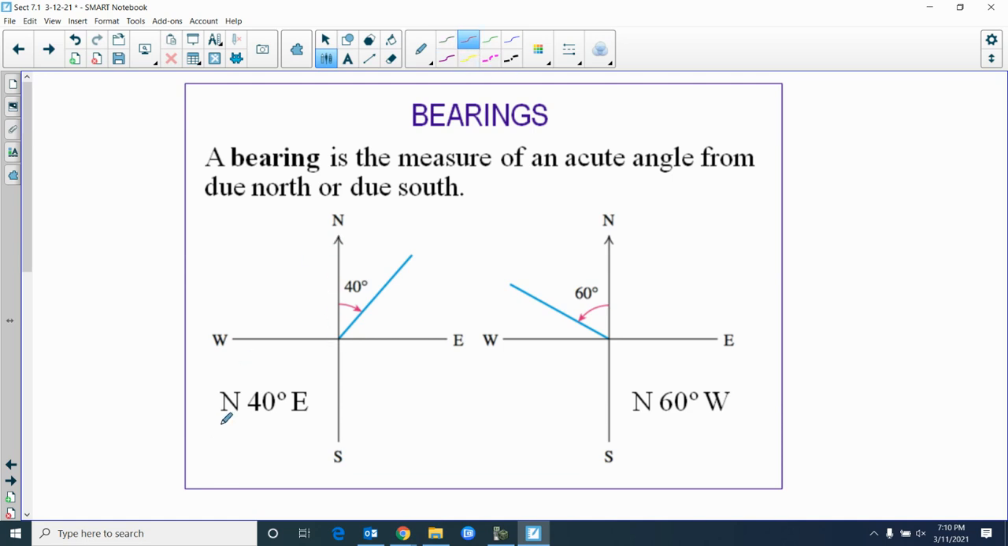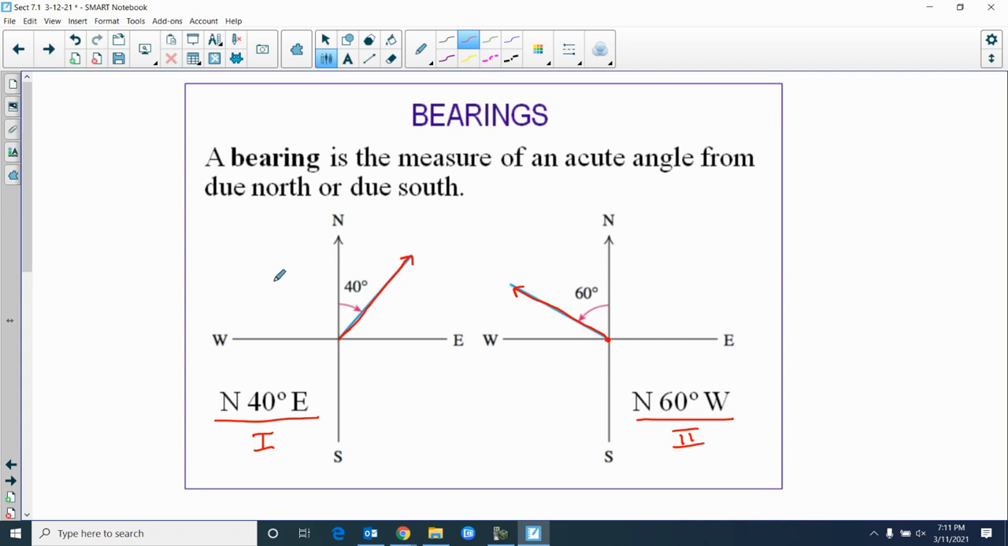So if somebody says we're traveling on a bearing of north 40 degrees east, you go to the north line, you go 40 degrees east off of that, and that plane or boat will be traveling along that line. If we're traveling north 60 degrees west, that would be in this line. This would be in quadrant 2 if you think about this as your origin. And northeast, that would be quadrant 1.